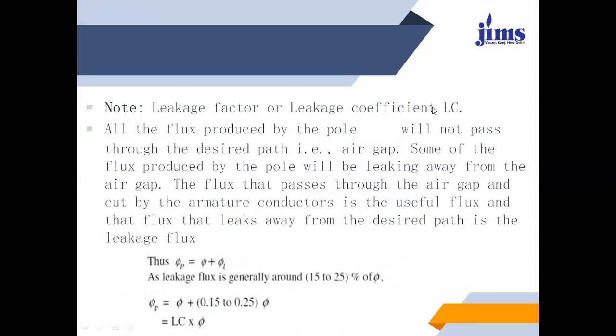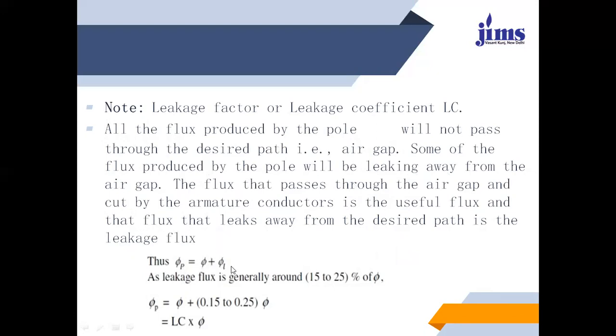Leakage factor or leakage coefficient is called LC. All the flux produced by the pole will not pass through the desired path, that is the air gap. Some of the flux produced by poles will leak away from the air gap, so it will never reach the rotor part. It is called the leakage flux. The flux that passes through the air gap and is cut by the armature conductors is the useful flux, and the flux that leaks away from the desired path is called the leakage flux.